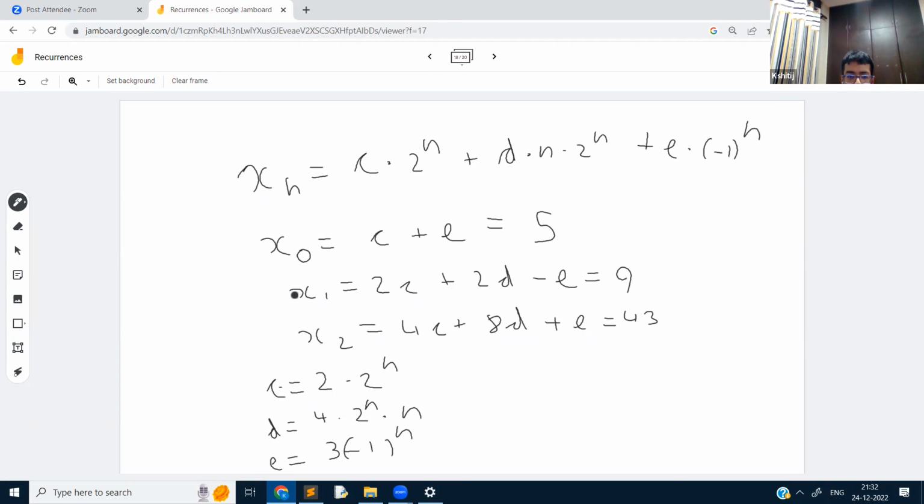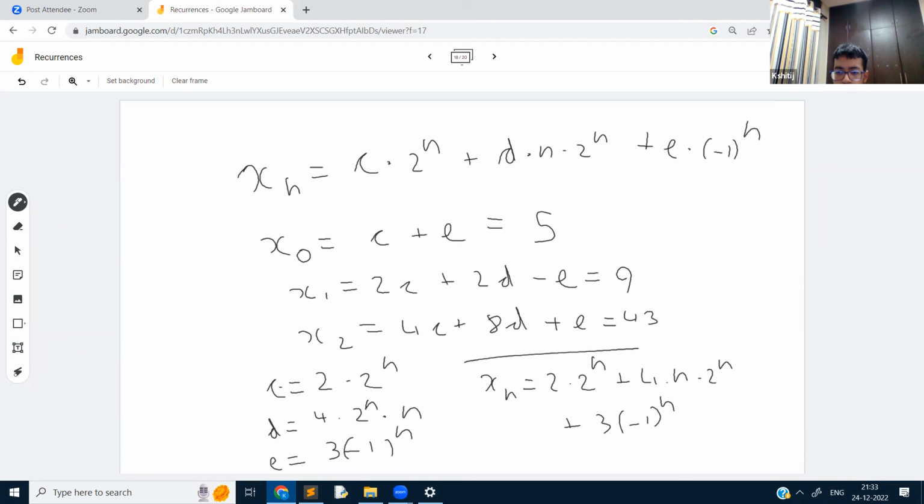Now all the relations are also satisfied. We can check. I'm checking. So yeah, all the relations are satisfied, and we get xn equal to 2 to the power n, 4 into n into 2 to the power n, plus 3 into minus 1 to the power n.